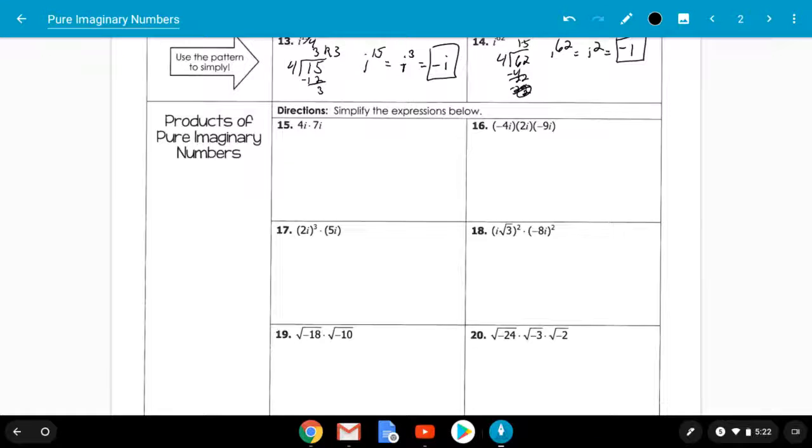So if I look at number 15, 4i times 7i. Again, just pretend they are variable terms. What's 4 times 7? 28. What's i times i? i squared. But what did we say i squared was before? It was negative 1. So 28 times negative 1 is negative 28.